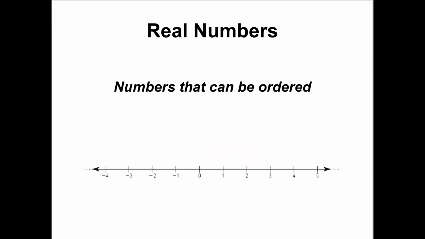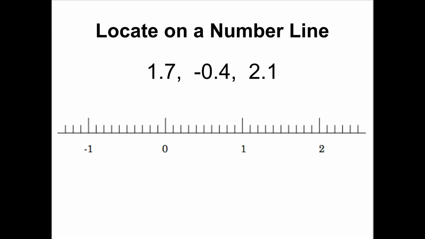And we can actually put them right on a number line, because real numbers are numbers that can be ordered. So we can look at this number line here and we can say, all right, 1.7, this is 1.1, 2, 3, 4, 5, 6, 7. And negative 1, 2, 3, 4. And 2.1. So we can actually find these on a number line, and those all have a tenths digit.